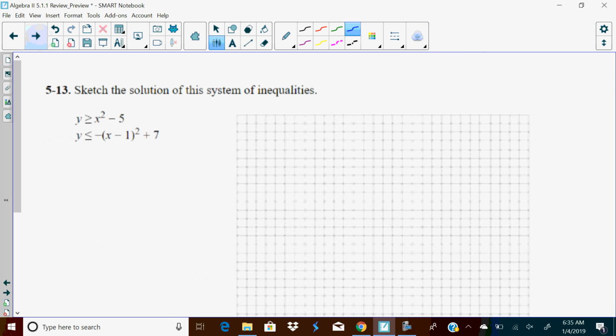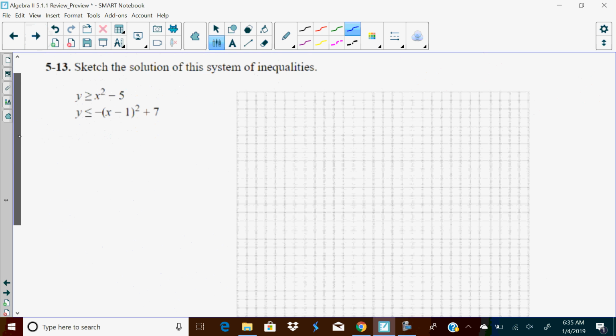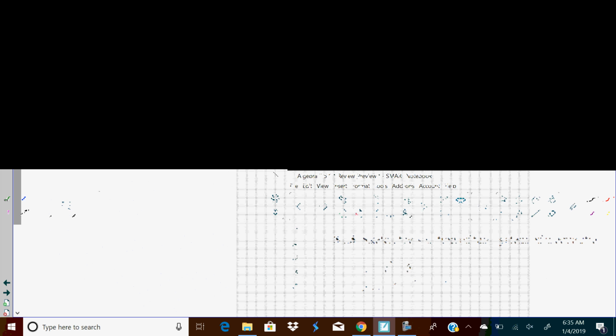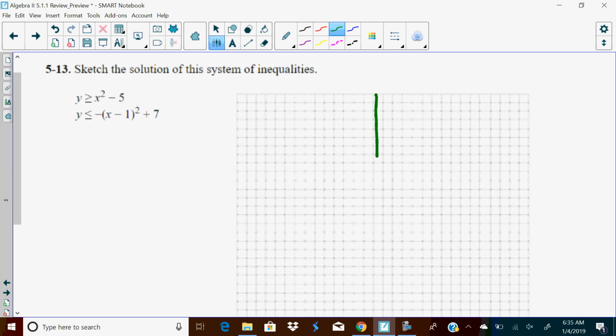Problem 13, you could have used Desmos to do it. You're going to sketch the solution of the systems. So you would graph each one first. So for the first parabola, the vertex is at 0, -5. And then it's a standard parabola, so it's going to look like this.